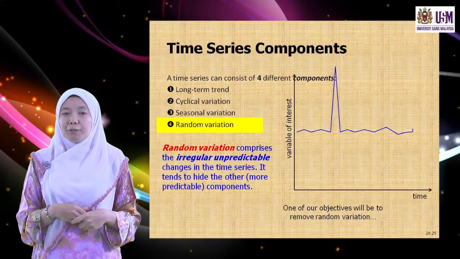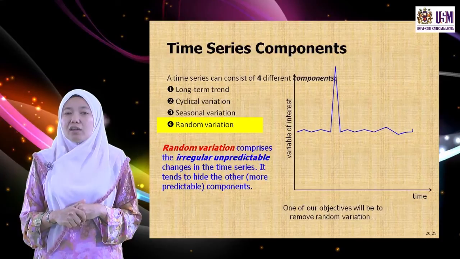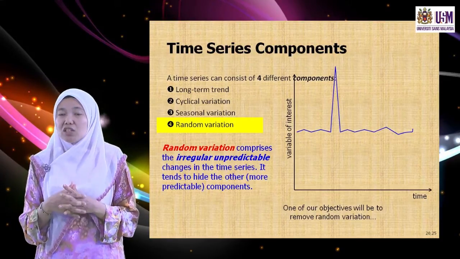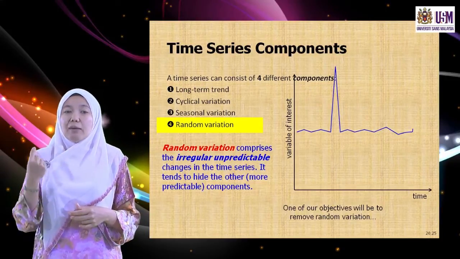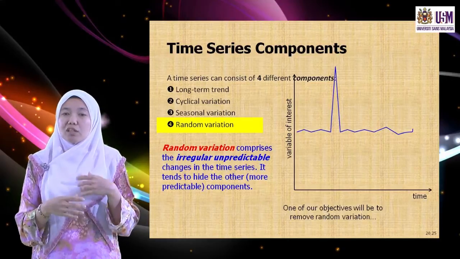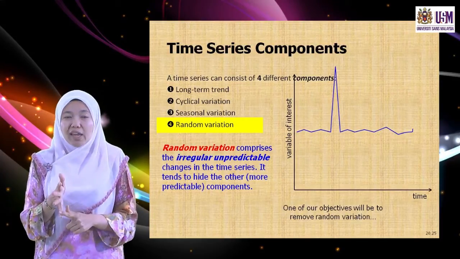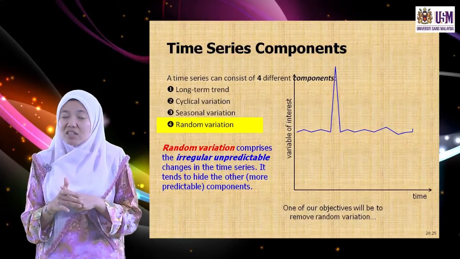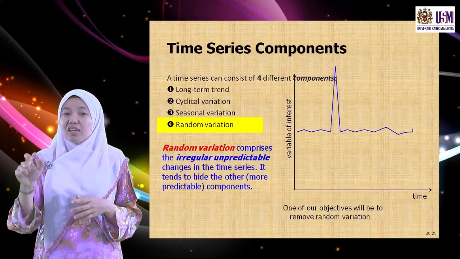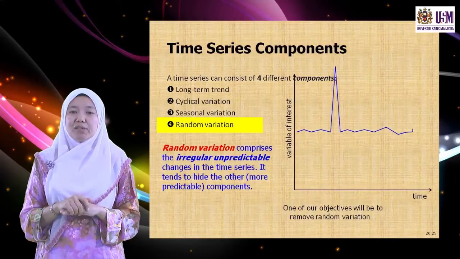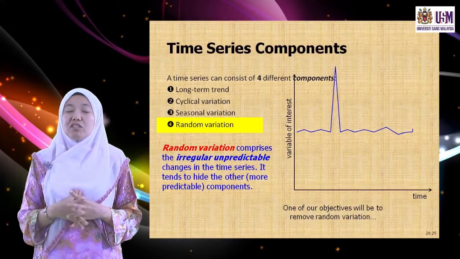For example, if you look at the data for the stock exchange, or maybe GDP, and you have September 11, that will also have an effect on the stock exchange, and suddenly you have a spike down, the market going down the next day. That is random; it doesn't happen regularly, it's something unexpected. Basically, if it is not trend, not the business cycle, and not seasonal variation within a year, then it has to be under this random component. It has to be irregular and unpredictable. One of our objectives in time series analysis is to remove this random component, to take out these random variations.